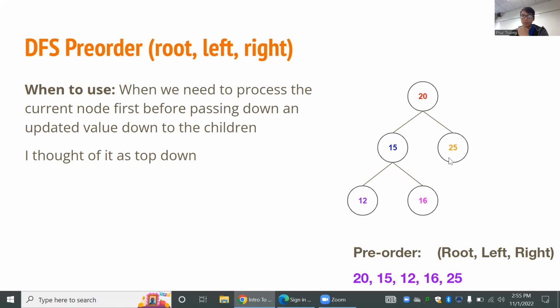So when you run the code, it's going to do current, and then left and right. When you first pass in pre-order of 20, it's going to do 20, and then the left of 20 is 15. So it runs the code on 15, and then runs on the left, goes to 12, and then it goes back.